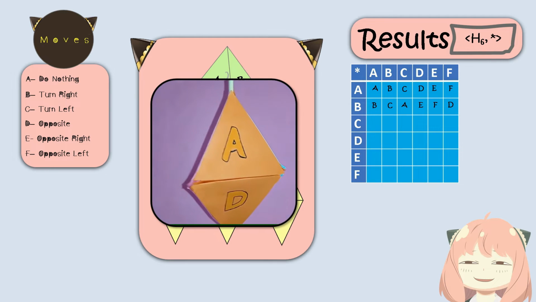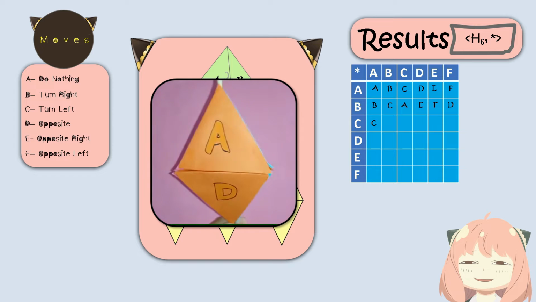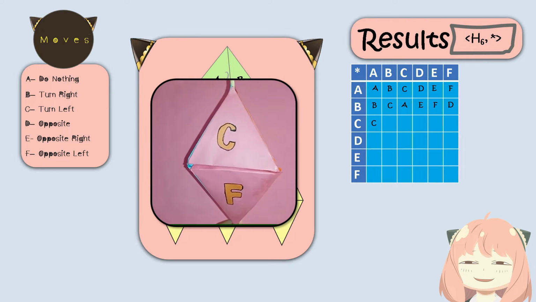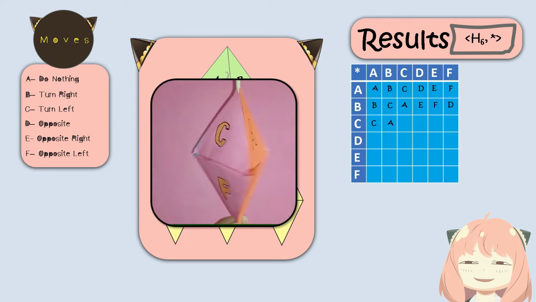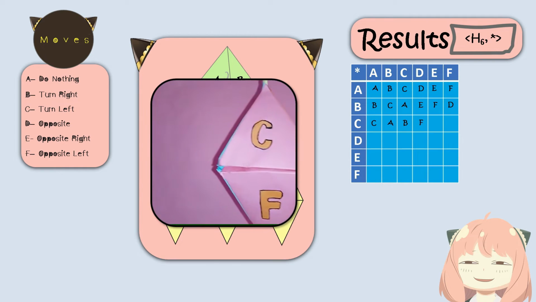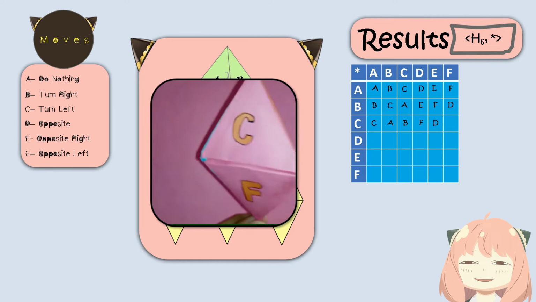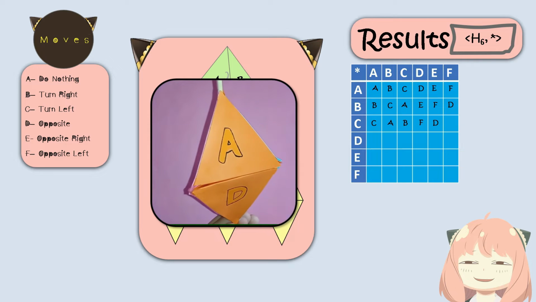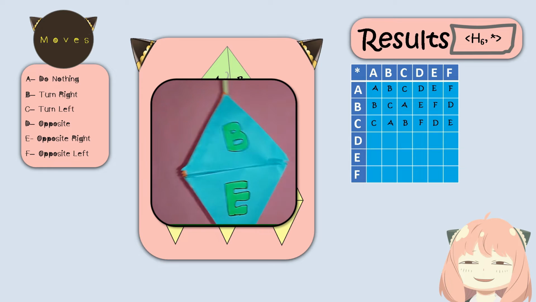So next we have C star A, turn left then do nothing, C. And C star B is turn left then turn right, A. C star C is turn left then turn left, D. Next, C star D is turn left and opposite, F. Next, C star E is turn left then opposite right, D. Next, C star F is turn left then opposite left, E.